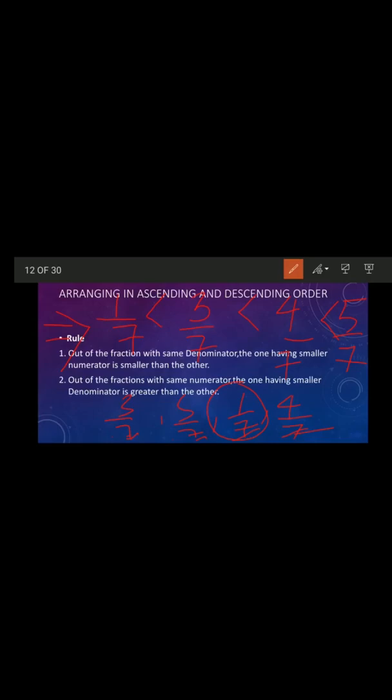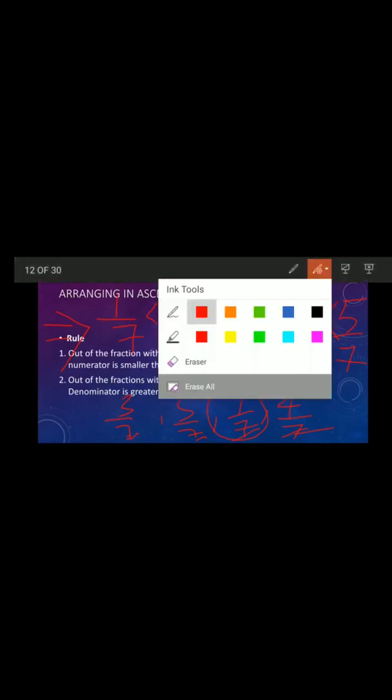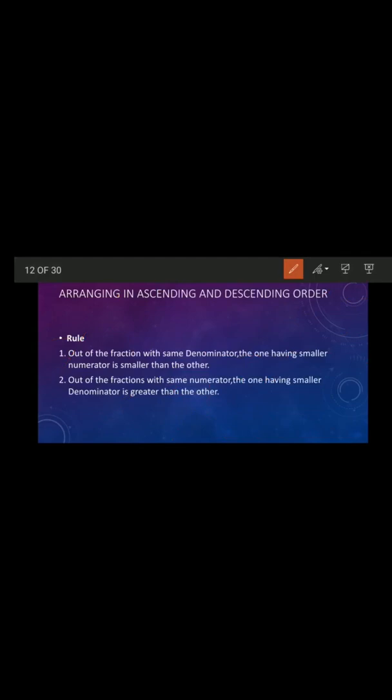Now, same thing will be applied for descending order also. If 1 upon 7 is smaller, then 5 upon 7 will be the greater fraction. Now, second rule says that out of the fraction with same numerator, the one having smaller denominator is greater than the other. Now in this case, all the numerator will be same and denominator will be different.